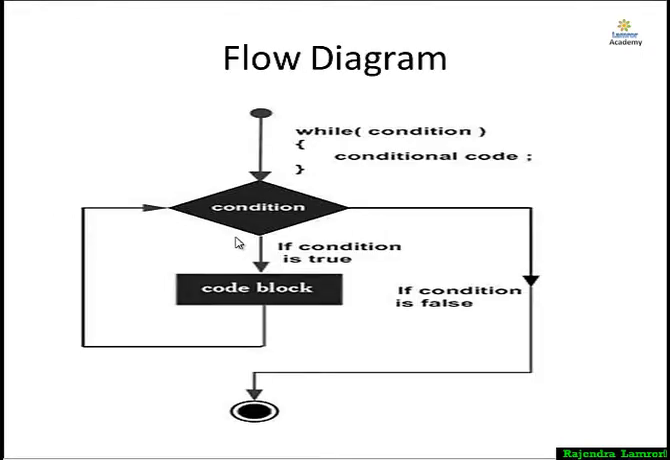Okay, how does the flow chart work? You see, whenever we come to the loop, we first check the condition. If the condition is true, then we run the block of code. Whatever you write between the braces, that code will run. After the code is completed, you go back and check the condition.